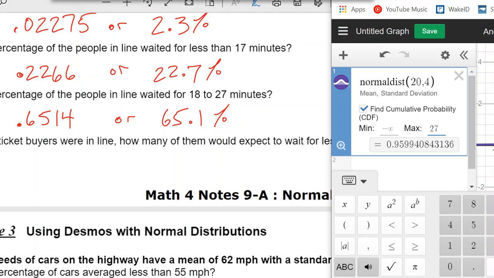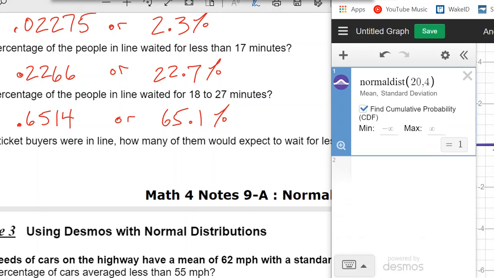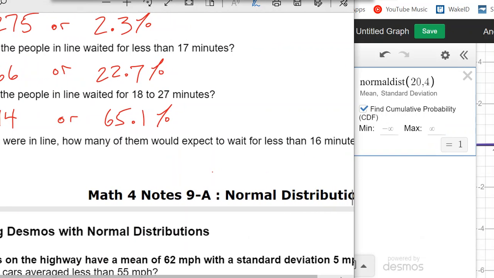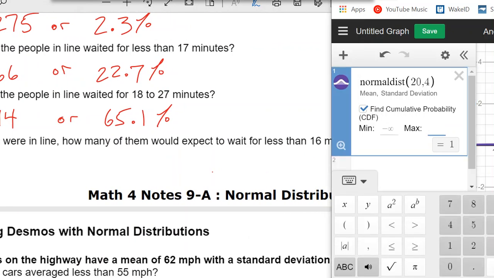All you have to do is erase behind it and then click out of it, and it becomes negative infinity. And the same thing happens with a positive infinity. If I were to erase that and click out of it, he would go positive again. We said less than how many minutes? Less than 16 minutes. So that's going to be 16 is the max. And so 0.158655.